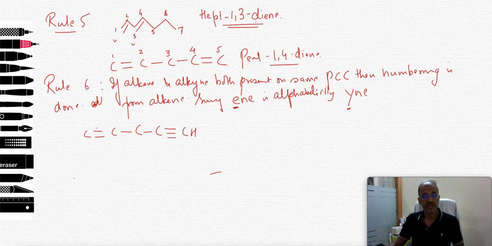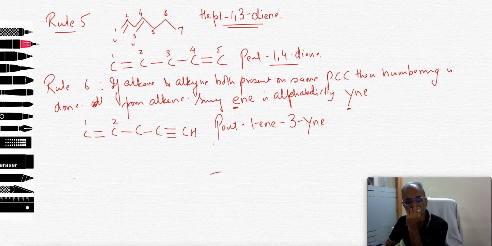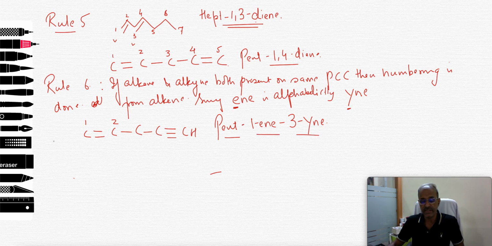Fine. Now, here double bond is there, triple bond is there. Then obviously I will do the numbering from here. Why? Because it's ene and yne. So alphabetically I have to give it the name. So it will be pent-1-en-3-yne. Pent-1-en-3-yne. Fine.